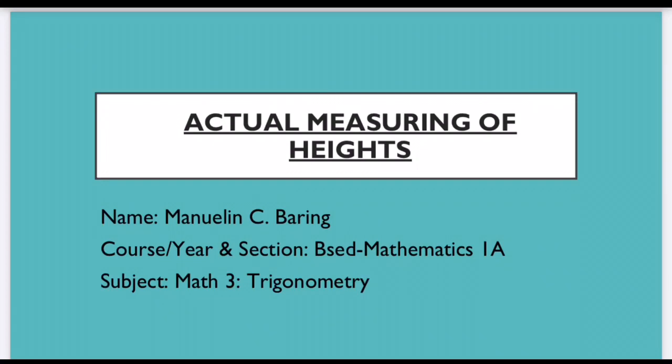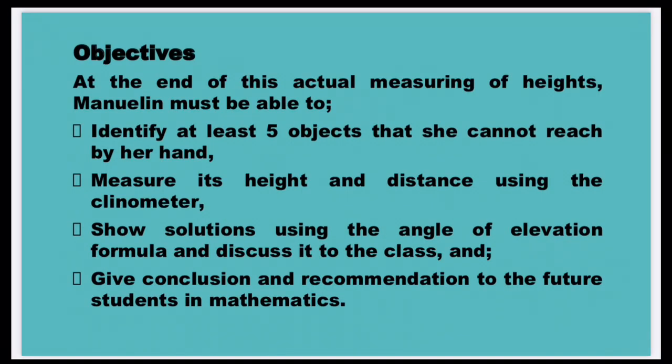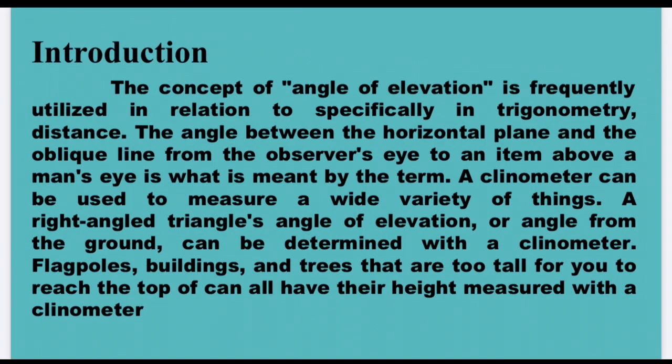Measure heights using the angle of elevation. The objectives are, at the end of this actual measuring of heights, Manuelin must be able to identify at least 5 objects that she cannot reach by her hand, measure their height and distance using the clinometer, show solutions using the angle of elevation formula and discuss it to the class, and give the conclusion and recommendation to the future students in mathematics. So, the introduction.